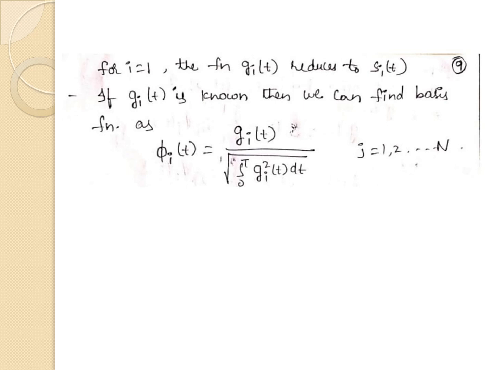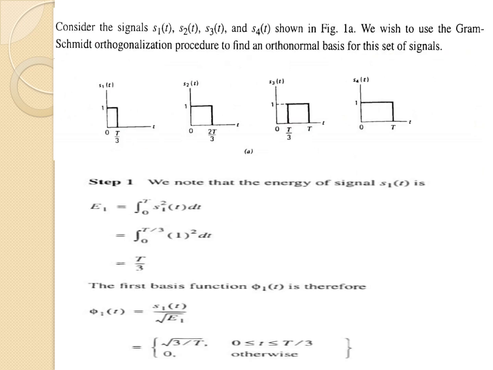When we consider i equal to 1, then we get phi 1 of t is equal to g1 of t divided by the root of the integral from 0 to T of g_j squared of t dt, where j varies from 1 to n. Now, let us consider a numerical example and see how this solution can be performed.